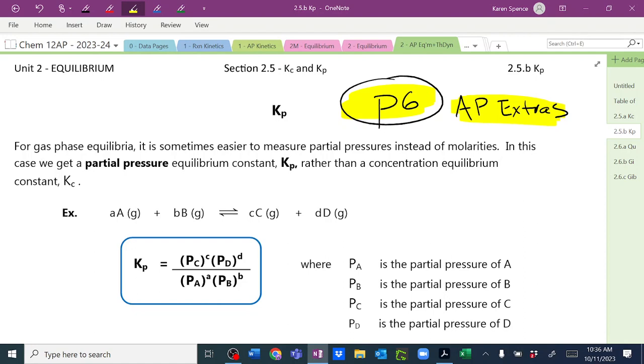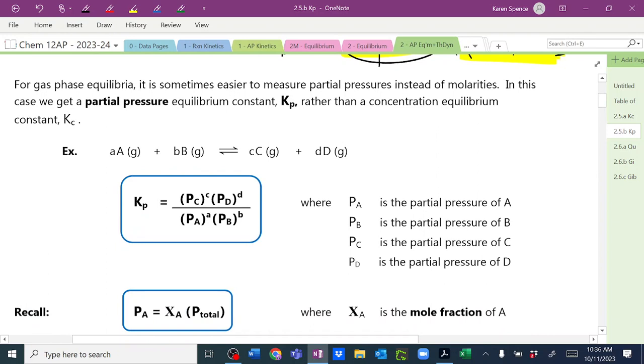Okay, for gas phase equilibria, and I cannot talk over you today, otherwise I'm going to cough all day. It is sometimes easier to use partial pressures instead of molarities. Therefore, we can use partial pressures in our Keq expression rather than concentrations. However, if we use partial pressures, we call it Kp.